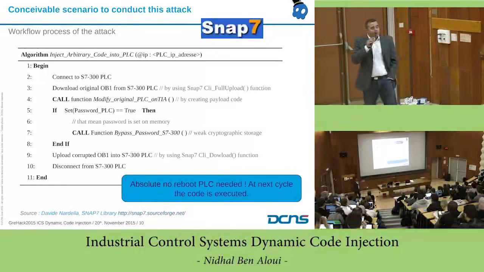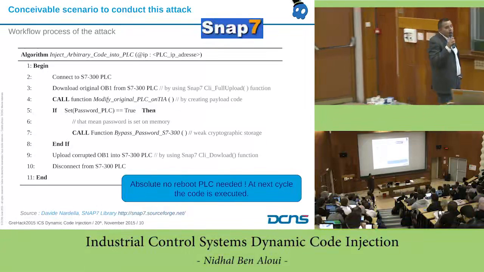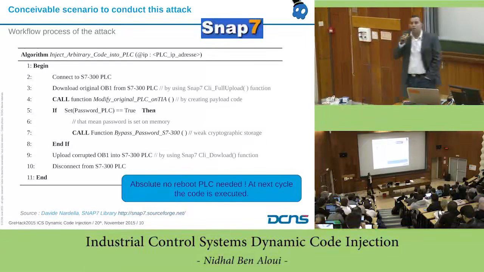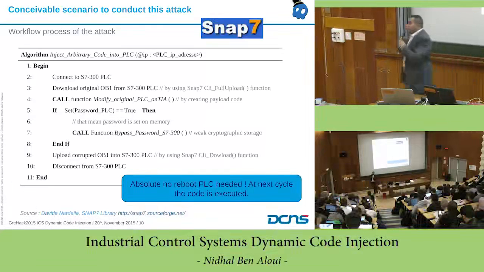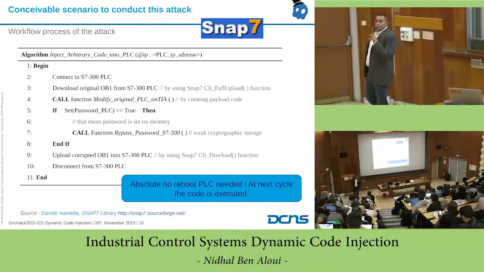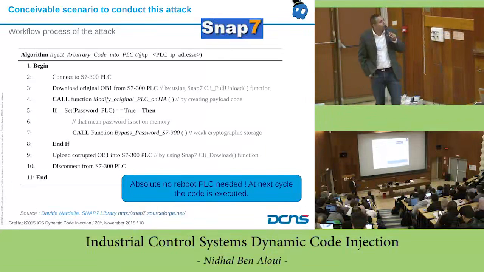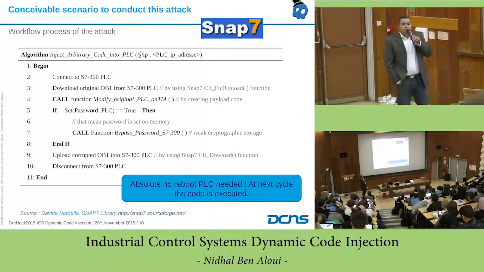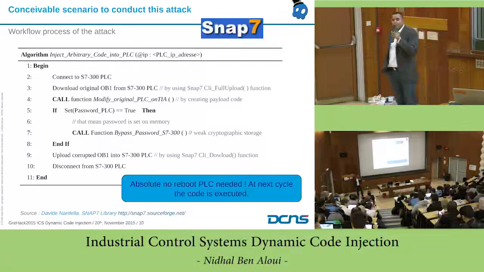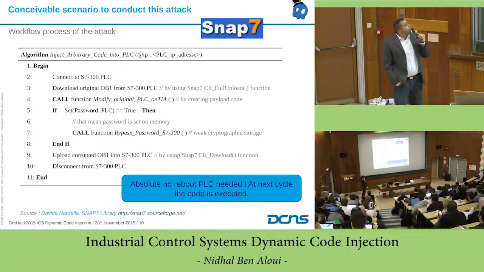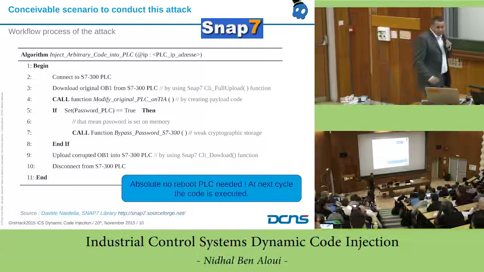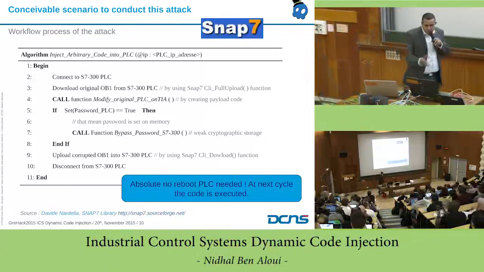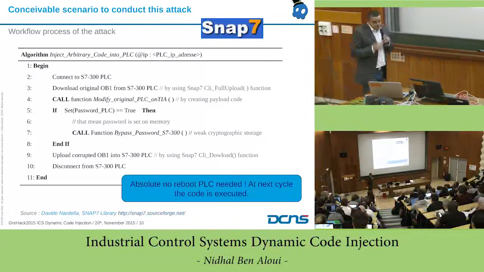First of all, we developed a code using the Snap7 library. We can download the Snap7 library on this web link. With this library, we can call the function to connect to the PLC. It implements S7-300 PLC and other models. Then you download the original OB from the Siemens PLC. So here I have the demonstration video that shows this.